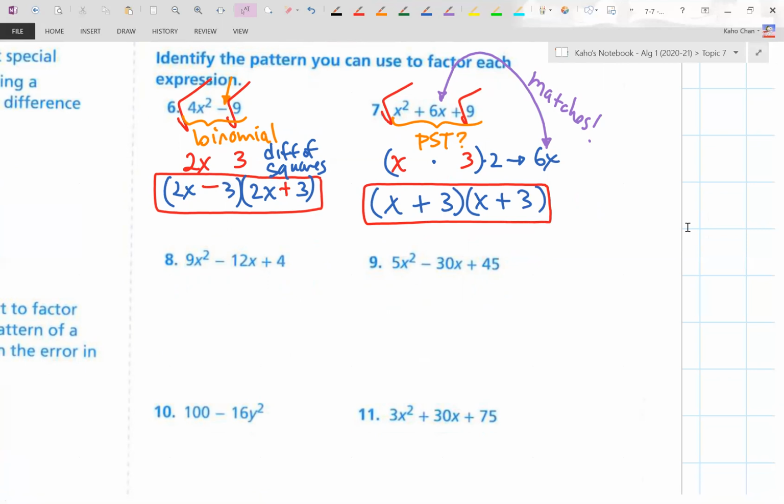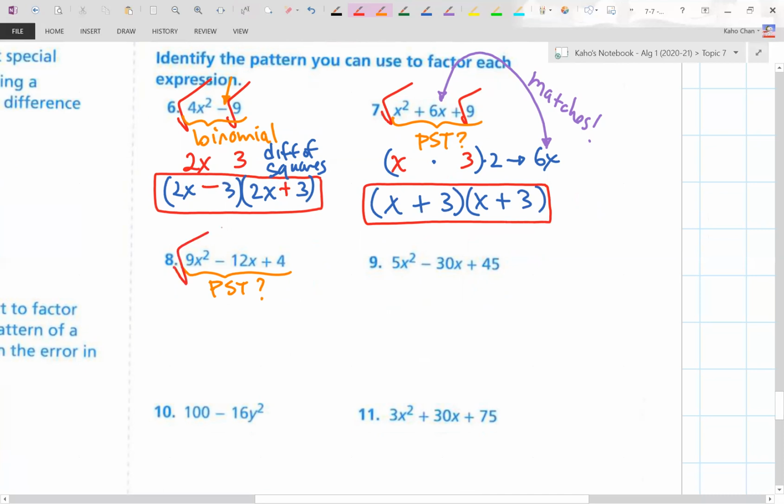All right, let's try number 8. Let's check to see if that is a PST because it's a trinomial. All right, you guys ready to check? It's a minus plus. So if this was a PST, it would be a minus minus when you factor it out. So let's check it out. The square root of 9x squared is 3x. The square root of 4 is 2. And if we multiply it and double it, let's see what happens here. 3 times 2 times 2. Is 12x. Oh, yay. Matches. Yay.